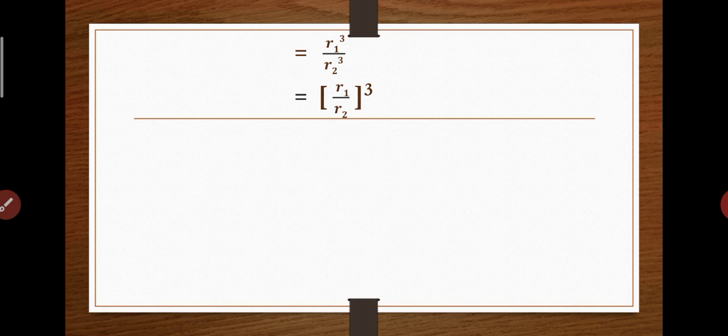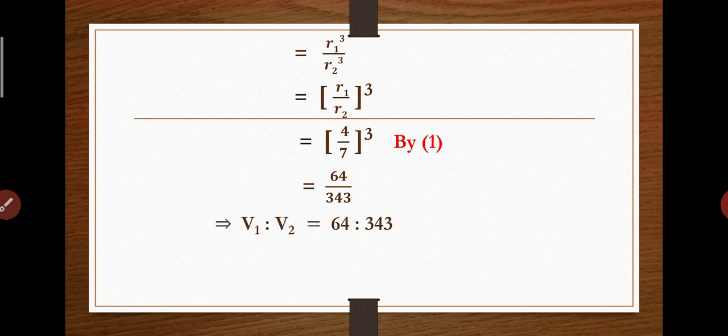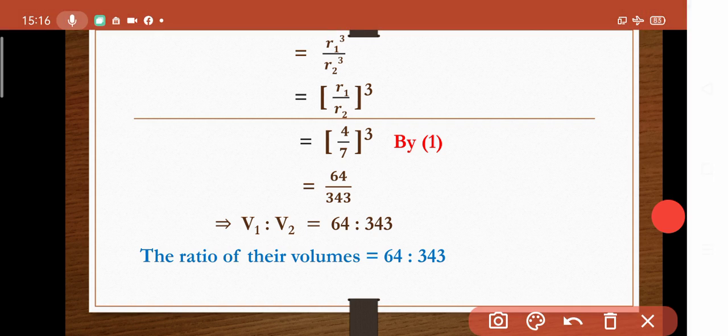The value of R1 by R2 we found just now, children. What is the value? 4/7. So 4/7 the whole cube, by equation number 1. So 4 into 4 into 4 is 64, 7 into 7 into 7 is 343. That is, V1 is to V2 equal to 64 is to 343. Now we have found the ratio of the volumes of the two spheres. The ratio of their volumes is 64 is to 343. This is the final answer. I hope you understand the sum, children.